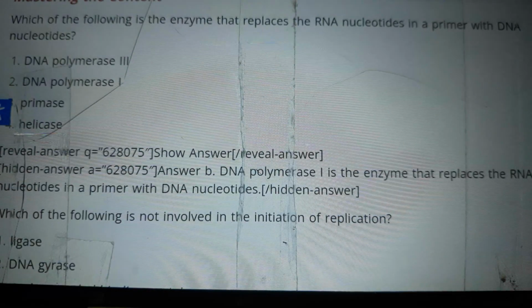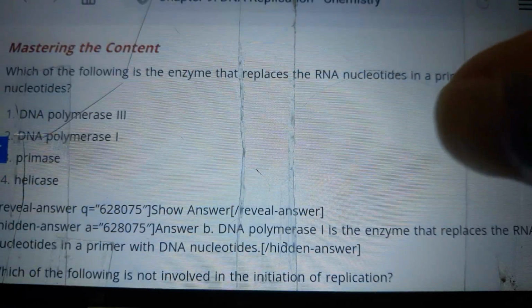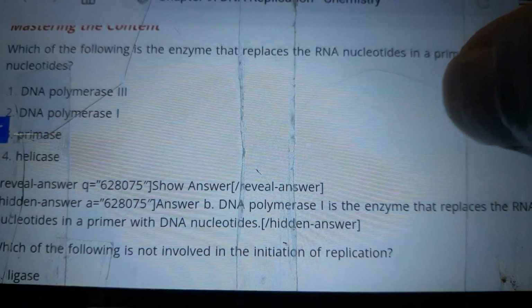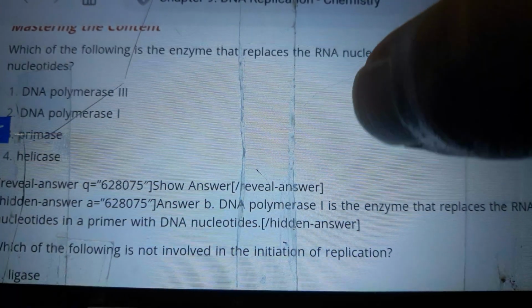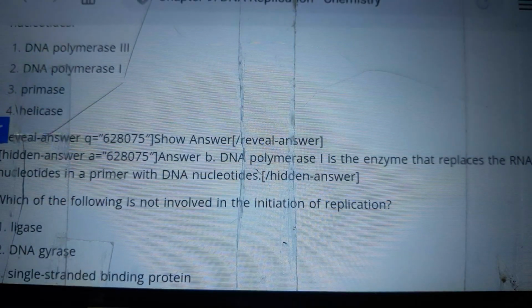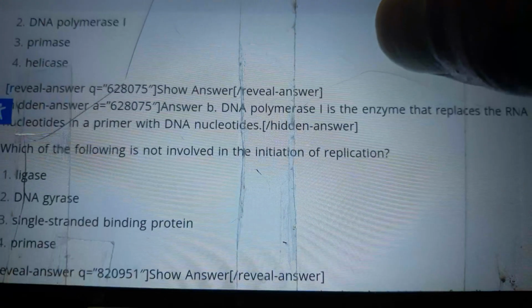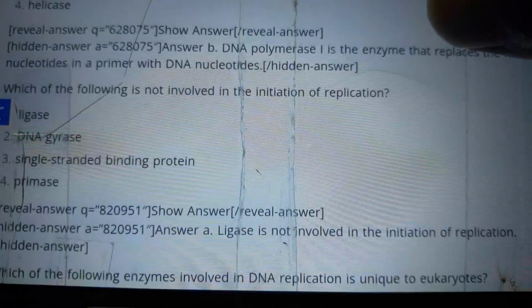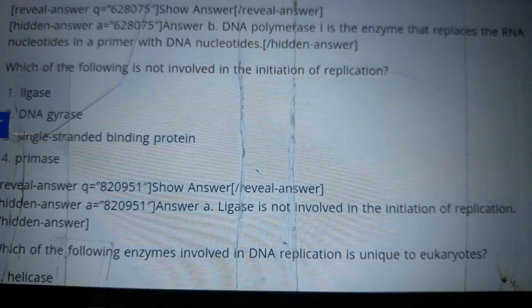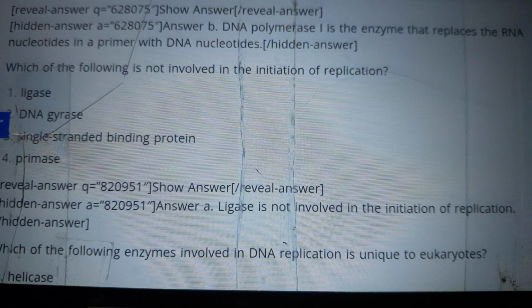So now we're going on to master the contents. Which of the following is the enzyme that replaces RNA nucleotides in a primer with DNA nucleotides? These are all questions I'm giving you. You can just note down the questions, take screenshots, answer them, and check the answers. There are answers here, right? Q, show answer, reveal answer, all these things that you figure out.